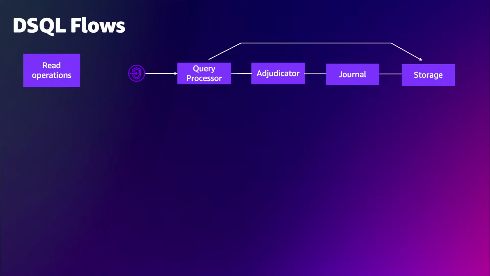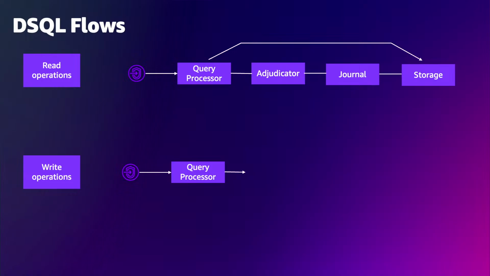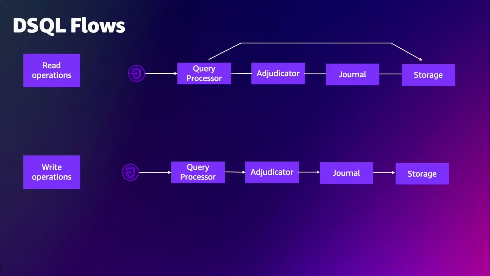When it comes to write, the situation is a bit different. We still have the endpoint, query processor, and we have the adjudicator, and then the journal. And lastly, the storage. In that case, it needs to go through the whole flow. Why is this needed? To ensure that if there are any conflicts, then these are solved before being committed.